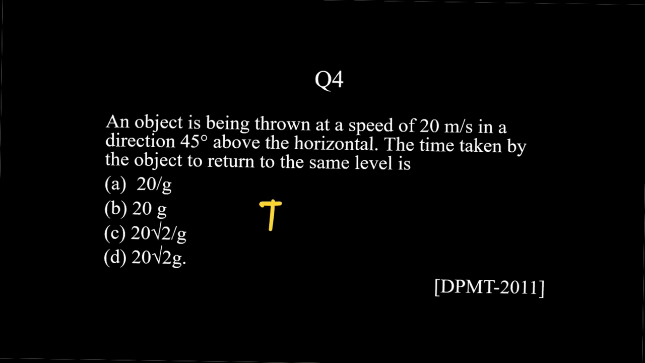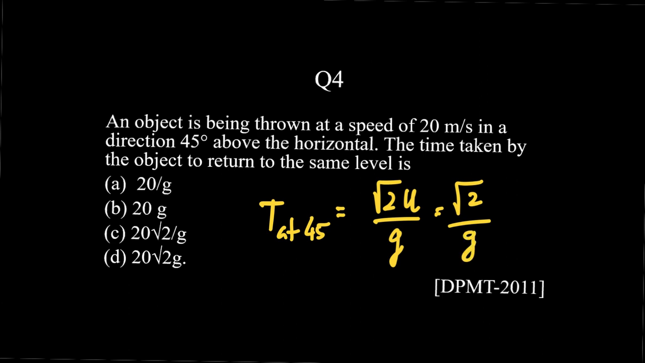See, we know that time of flight at 45 degree is equal to root 2 u by g, which means it will be root 2 by g into how much is the velocity? It is 20 meters per second. So 20 root 2 by g. D is the correct option.